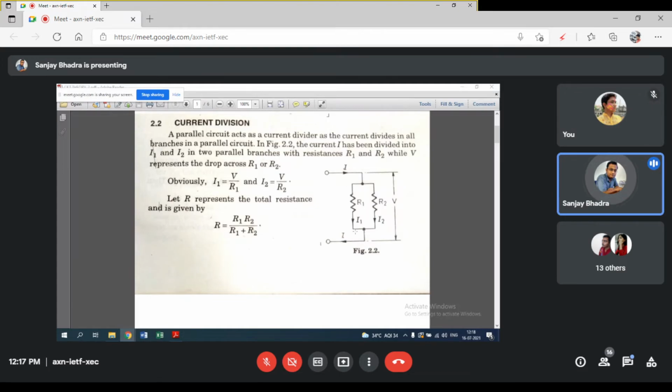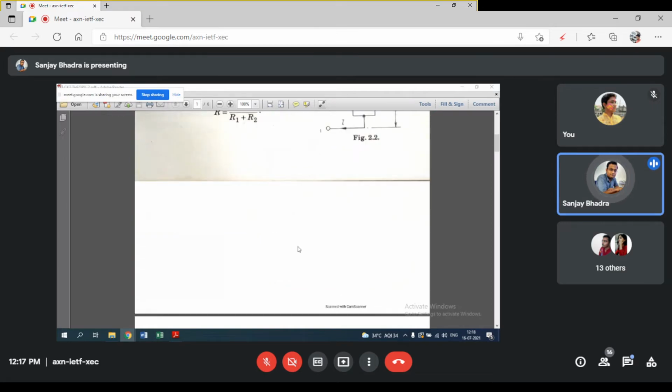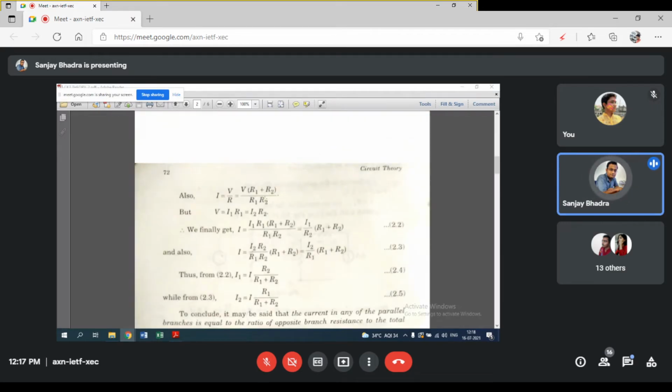Total current is V by R. What is R? R is the equivalent resistance, that means the parallel combination of this. So V by R means V divided by R1 R2 by this entire expression. So it becomes V into R1 plus R2 divided by R1 R2. So that is exactly what is done over here.